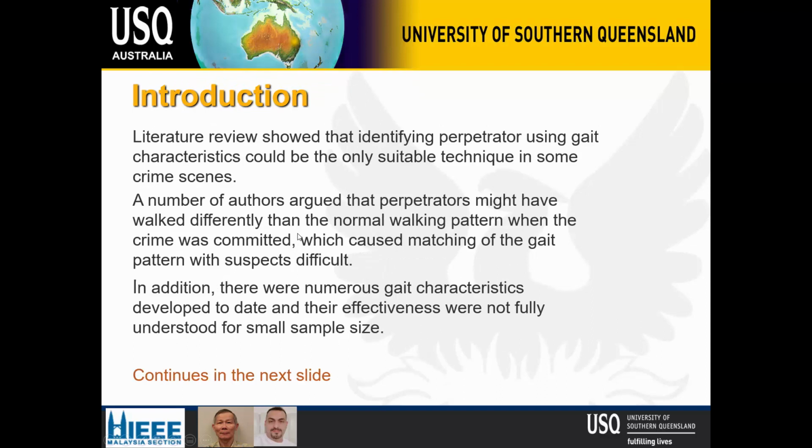The literature review showed that identifying a perpetrator using gait characteristics could be the only suitable technique in some crime scenes. A number of authors argued that perpetrators might have walked differently than the normal walking pattern when the crime was committed, which made matching the gait pattern with suspects difficult. In addition, numerous gait characteristics have been developed to date, and their effectiveness was not fully understood for small sample sizes.